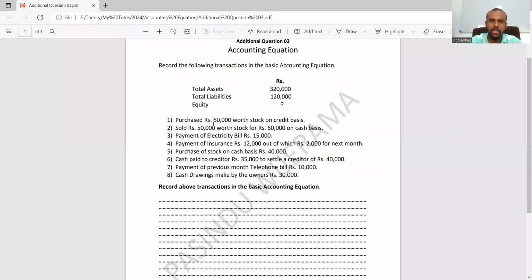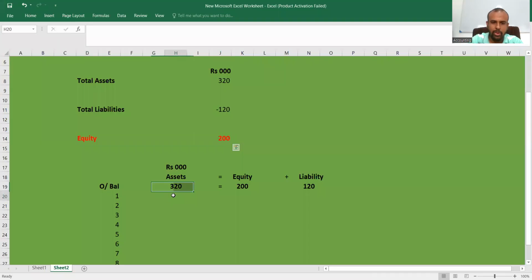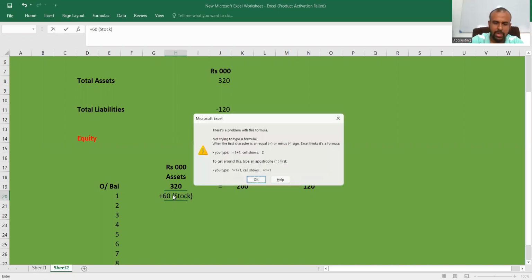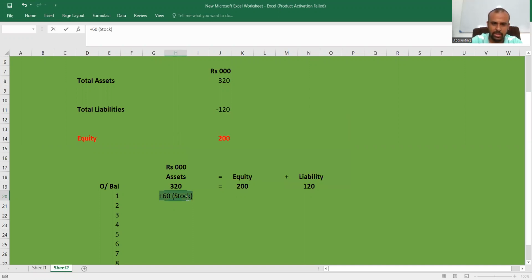First one: you purchase 60,000 worth of stocks on credit basis. Because this is a trading business. Trading means buying and selling. So you have purchased 60,000 worth of stocks on credit. When you purchase the 60,000 worth of stocks, your stock balance increases. Stock is an asset, rupees 60,000.